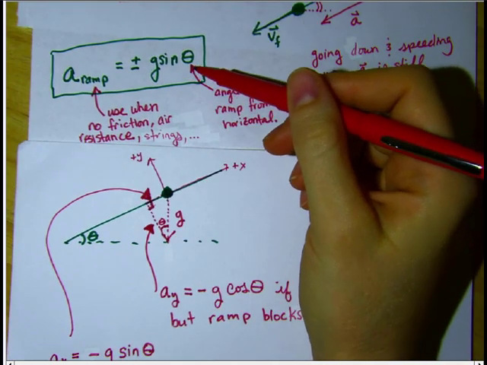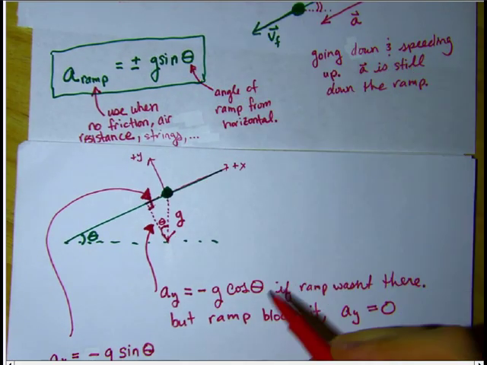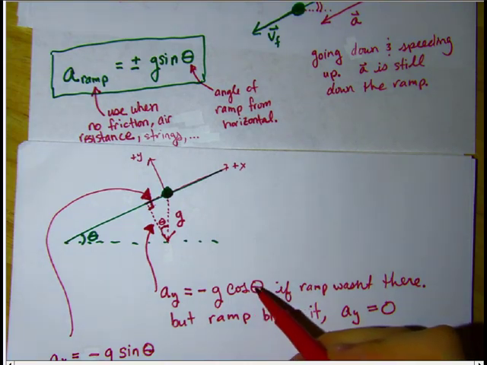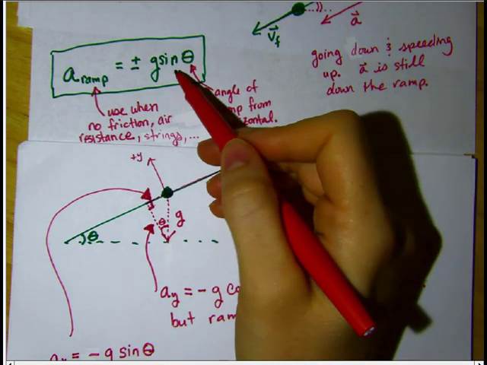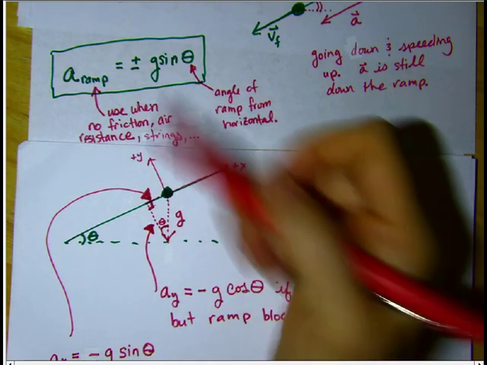The cart would be in free fall, but the ramp blocks part of it. And so what's left? What part of free fall can the ramp not block? This component of it, G sine theta.